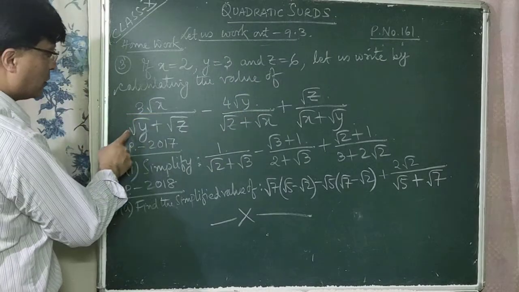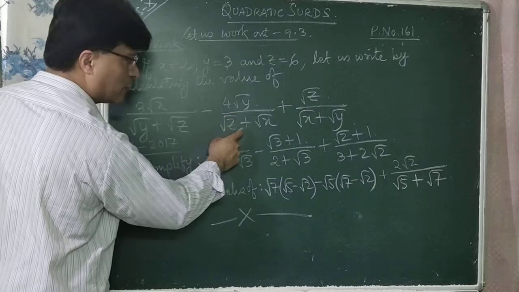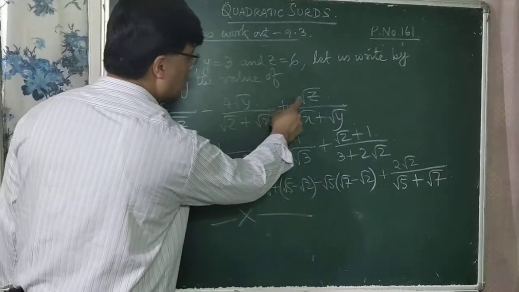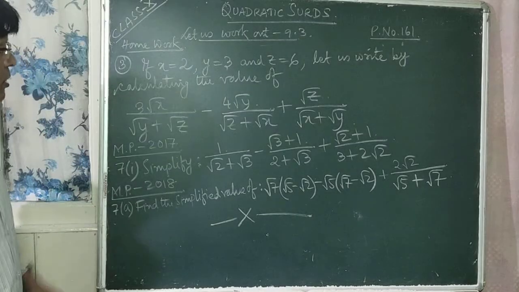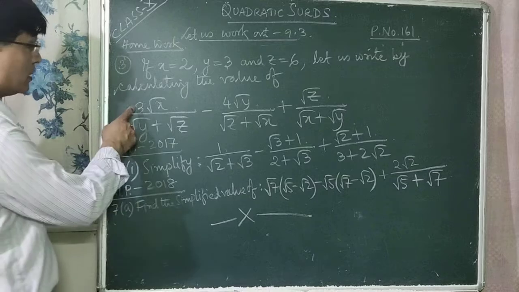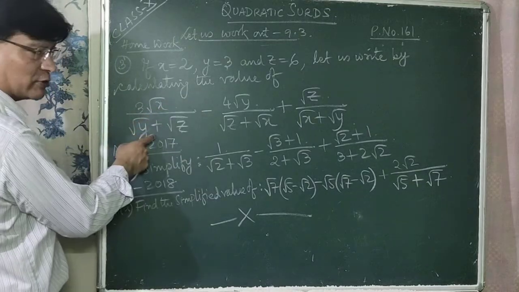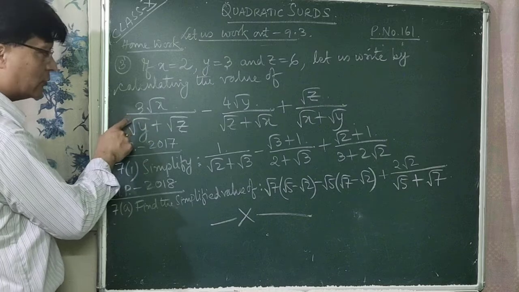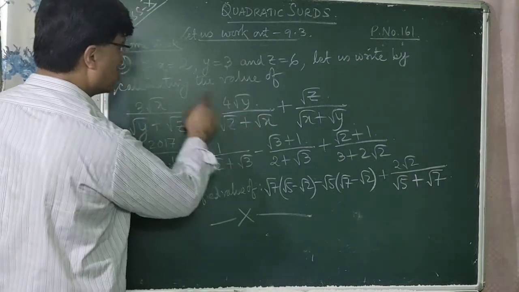3 root over x divided by root y plus root z minus 4 root over y divided by root z plus root x plus root z divided by root x plus root y. So in this case, you have to put the values of x, y and z in this case. Okay. This is 3 root over 2 divided by root 3 plus root z. Just put the values of x, y, z. Take some time. Minus 4 root over 3 divided by root 6 plus root 2, isn't it?